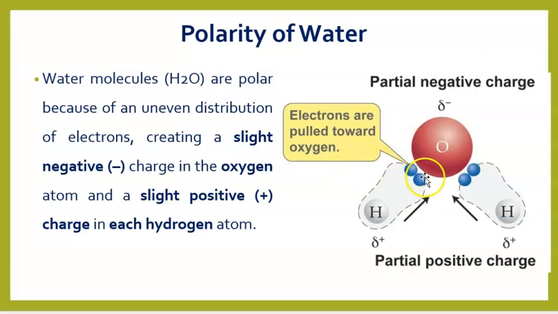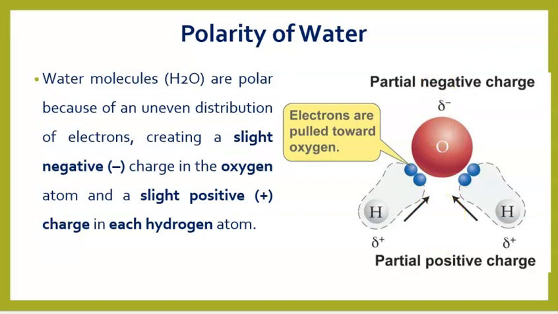Look, due to this, the water molecule has opposite charges. So it has a partial negative charge on the oxygen side and partial positive charge on the hydrogen side. This is why water is said to be a polar molecule. Polar means two opposite charges in the same molecule.